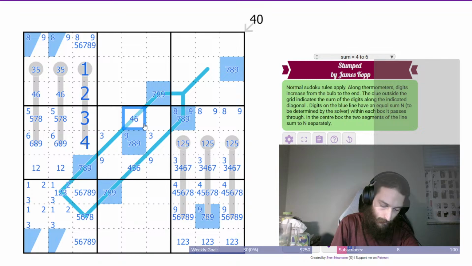In fact, 5 has to go in the bottom row of that box, because it can't go in box 4 or box 6 on the bottom row.